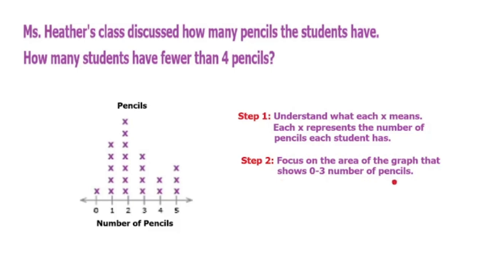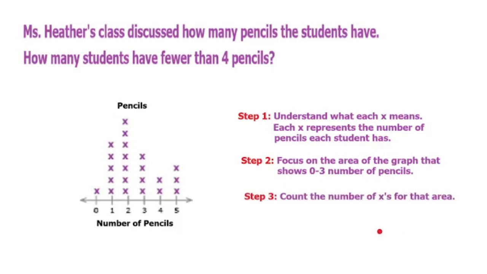Then the next step is to focus on the area of the graph that shows 0 to 3 number of pencils. So that part of the graph would be this one, because we want to know how many students have less than 4 pencils. So this student has 0, these ones have 1, these ones have 2, these ones have 3. And that's what we want to focus on because we need to figure out how many students have fewer than 4 pencils.